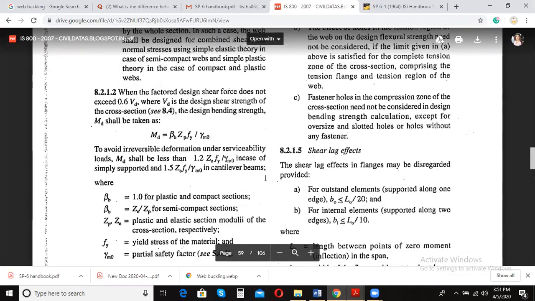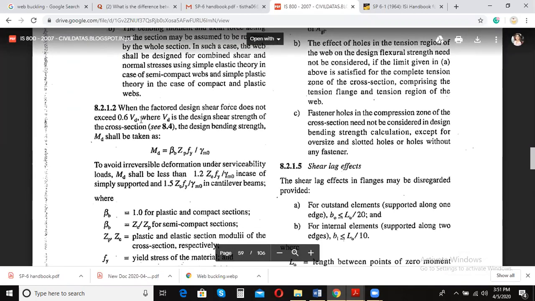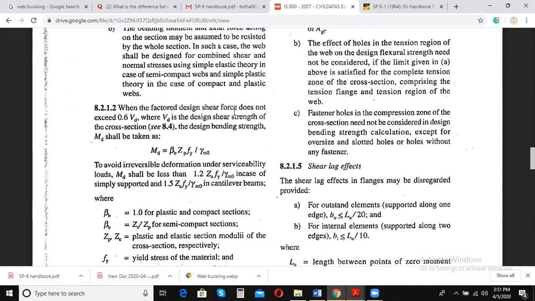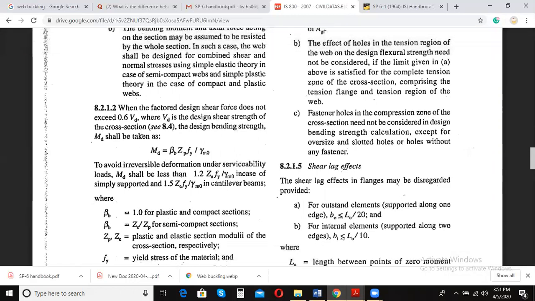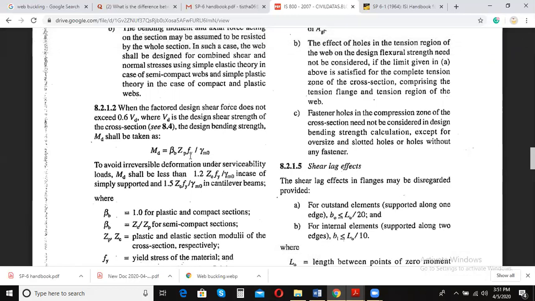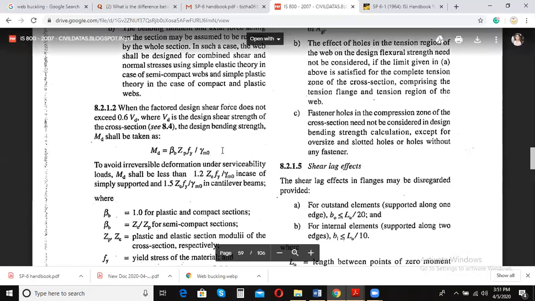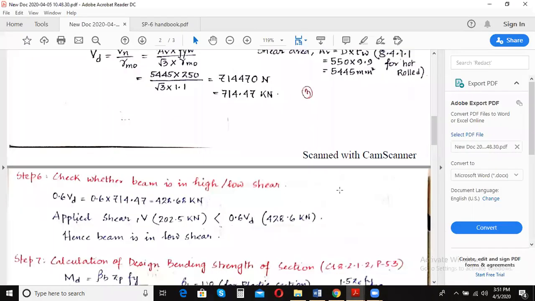So there it is. Go to page number 53, clause 8.2.1.2. Okay, so what does it say? When the factored design shear force does not exceed 0.6 times VD, where VD is the design shear strength of the cross section. See, our applied shear force or factored shear force is not exceeding 0.6 times VD. In that case, the design bending strength MD should be calculated as beta B into ZP into Fy by gamma M0. Okay, this is the same equation which we had used to calculate the plastic section modulus. Again we are using the same formula to calculate the design bending strength, right?